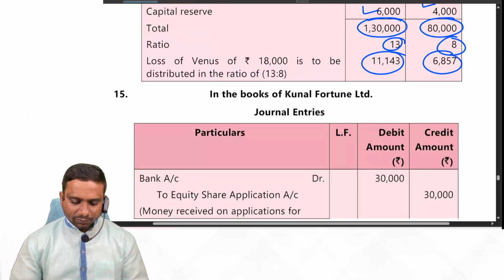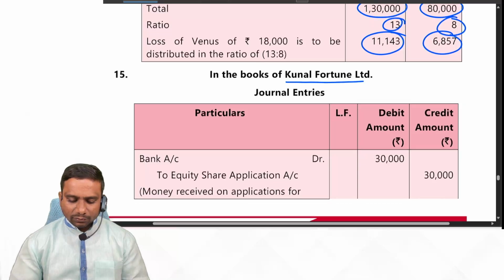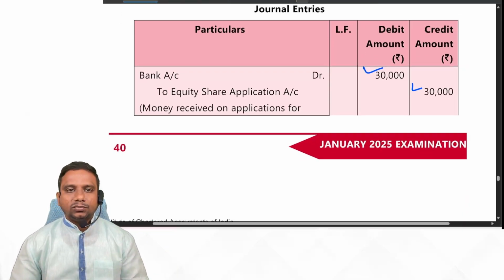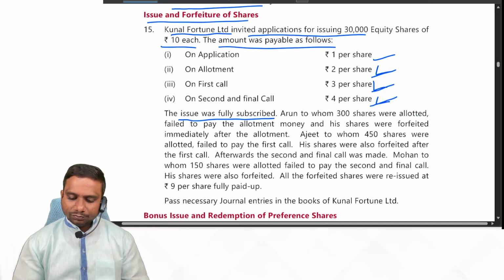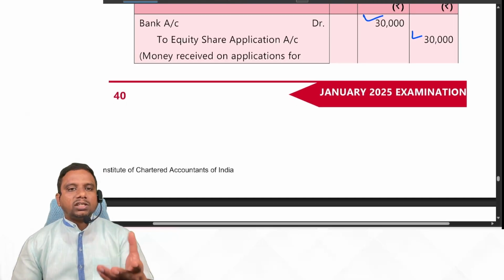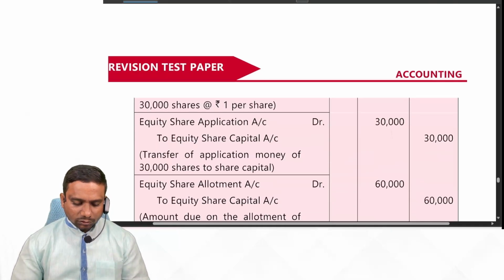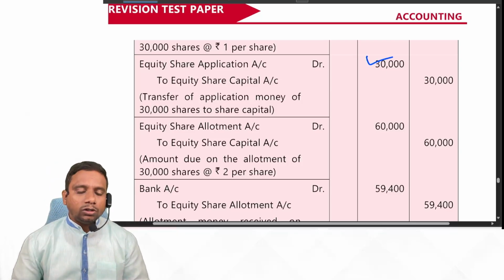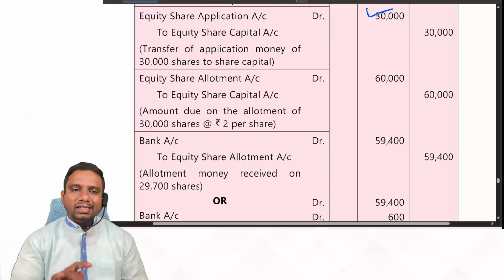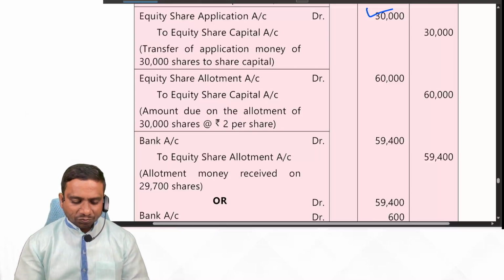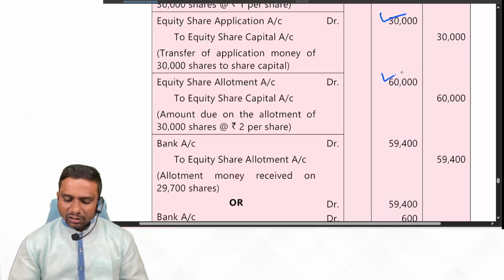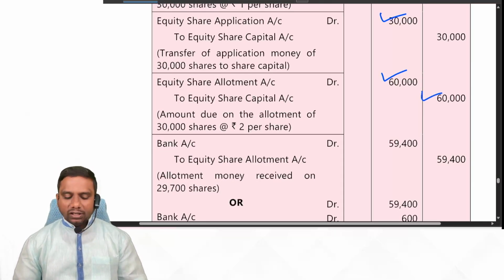First entry. In the books of Kunal Fortune Limited. Journal entries. Bank account debit 30,000 to equity share application. How many shares we have issued? 30,000. To application money 1 rupee. Now we transfer this application money to capital. So equity share application account debit to equity share capital. Next, allotment amount due. Allotment amount is due on 30,000 shares at 2 rupees. So 60,000 rupees. Equity share allotment account debit to equity share capital account.